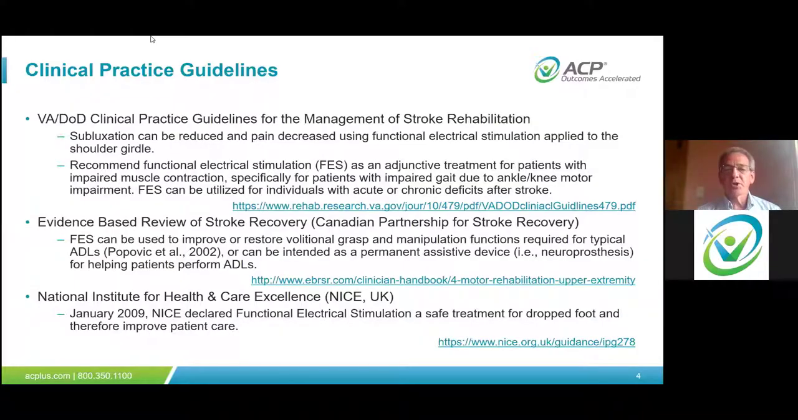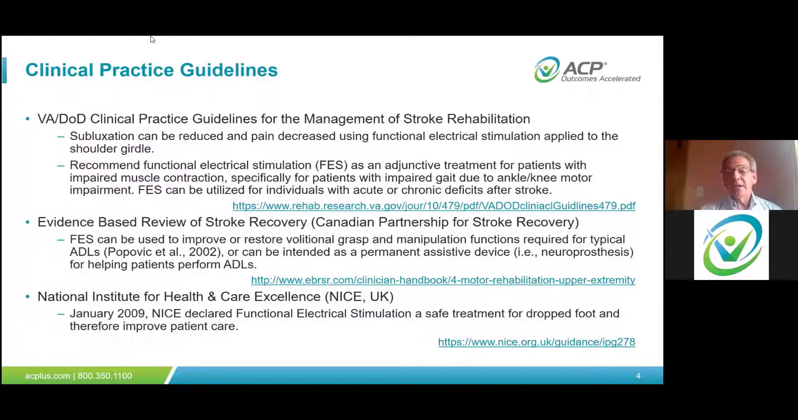with this, to determine its efficacy for treatment of stroke. And their clinical practice guideline recommends both the application of FES for management of shoulder girdle strengthening and subluxation, as well as for being able to help improve control to the knee and ankle to help facilitate improvements of gait for patients with stroke.